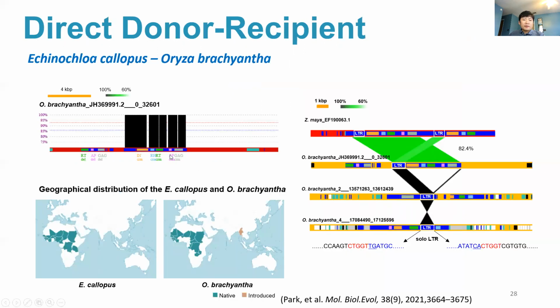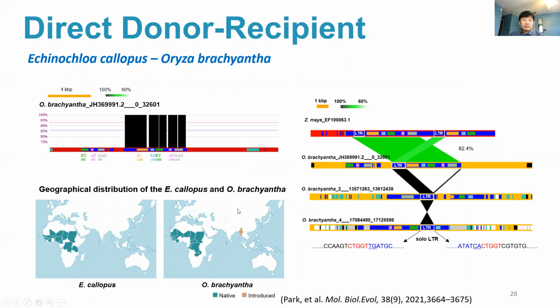This figure shows the mapped Echinochloa calopus sample sequences to the Oryza brachyantha sequence contig. As you can see, all the identity of the mapped sequences is 100%, indicating the two species are the direct donor and recipient. There were 3 paralogs of the horizontally transferred elements, but 2 of them were identified as the solo LTR, which are the remnants of the paralogs of the horizontally transferred LTR-retrotransposons.